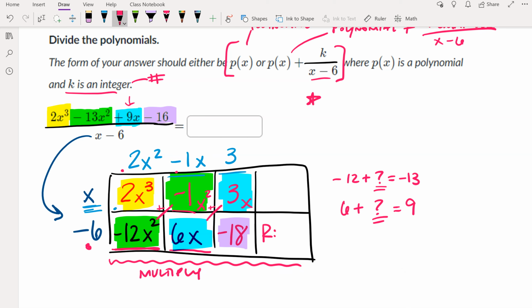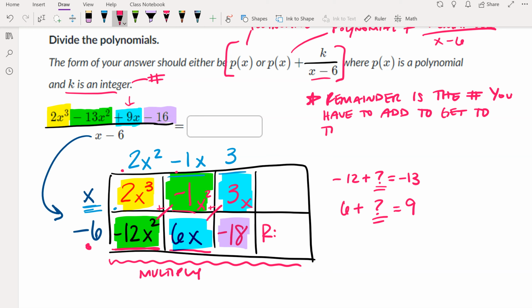How do we know how to find the remainder? The remainder, you should be writing this down. Remainder is the number you have to add to get to the number you need. And then the number you need is, again, in the numerator. The number you need is in the numerator. That's where we should be looking.